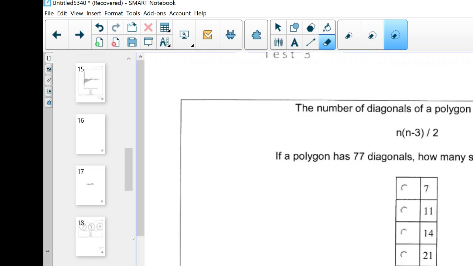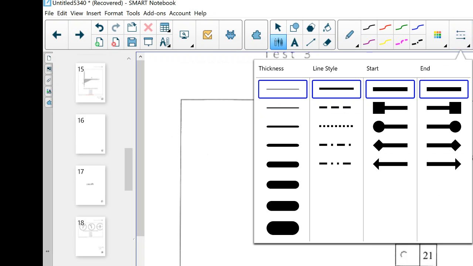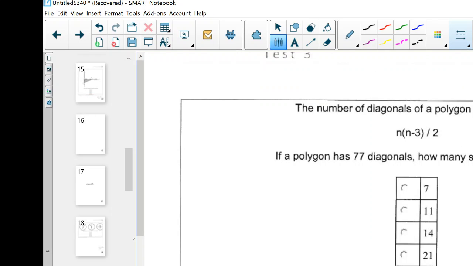Okay, I'm going to try to get through this. I've tried this several times, and it's just not being terribly polite to me, but let's see if we can do it. This says the number of diagonals of a polygon with n sides is defined by that formula, n times n minus 3 over 2.